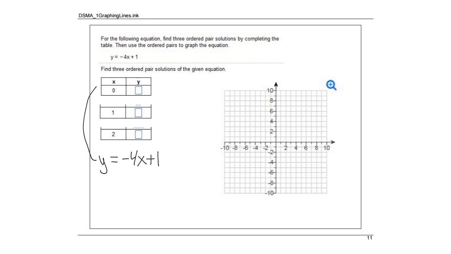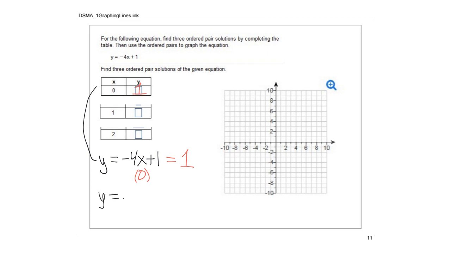Okay, so let's take a look. We've got 3 ordered pairs we're going to try here. Our equation is y equals -4x plus 1. So first we're going to substitute 0 in for x. If we do that, looks like we get a 1 back out because -4 times 0 is 0 plus 1. So let's put a 1 here.